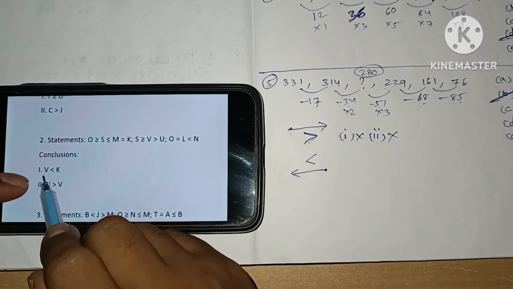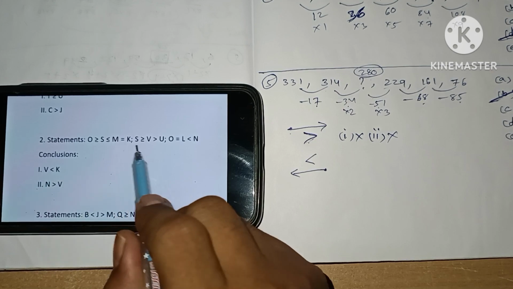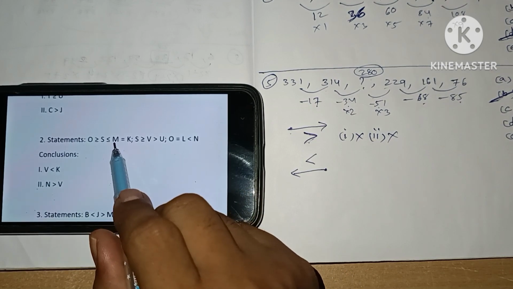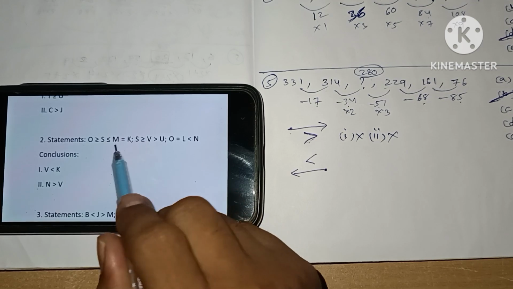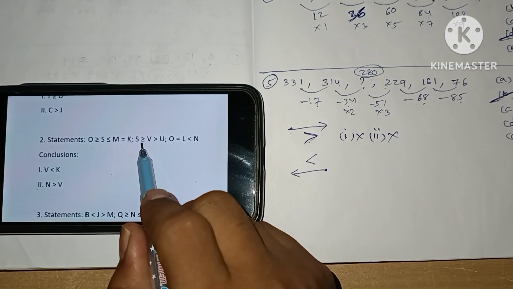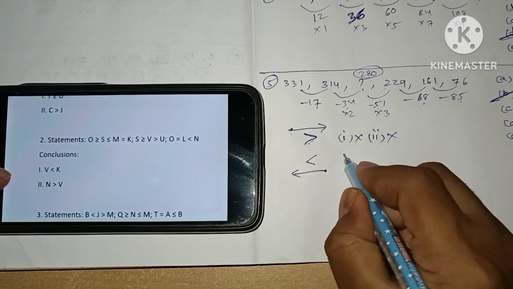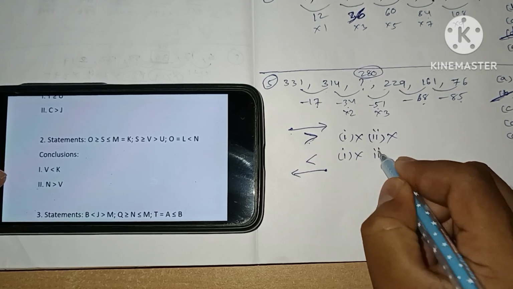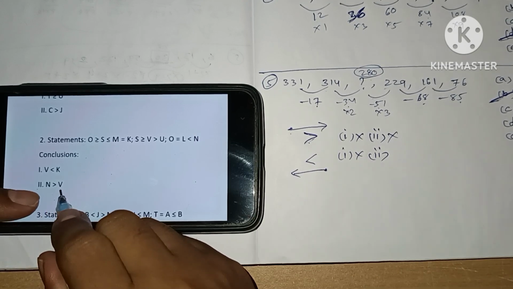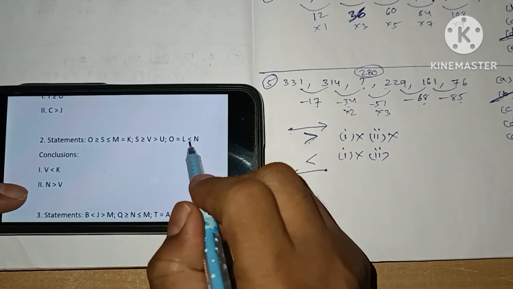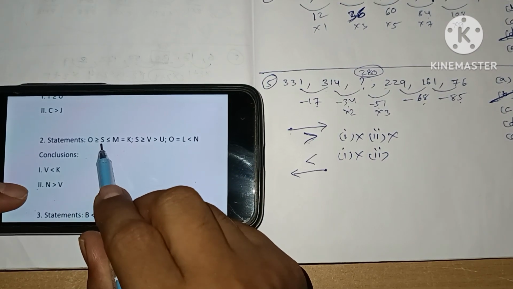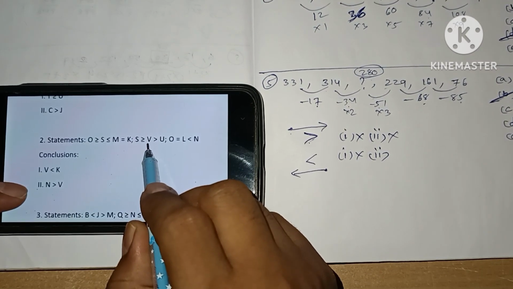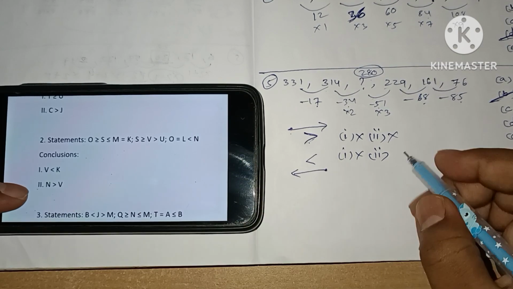The flow from K to V. From K we can reach to M and S. From S we can reach to V, but there is everywhere equal to also. So first conclusion will be false. Second conclusion, the flow from N to V. From N we can reach to L and O. From O we can reach to S. From S we can reach to V. So second conclusion will be true.